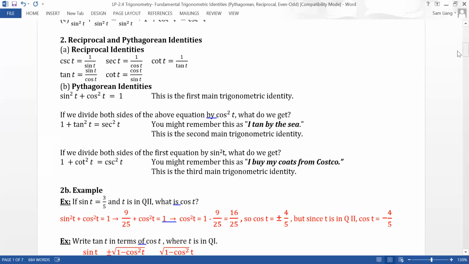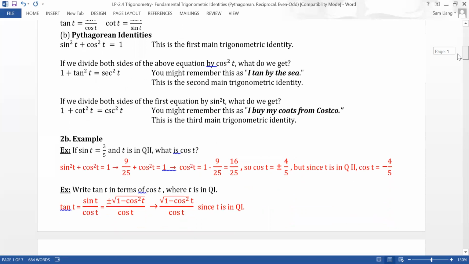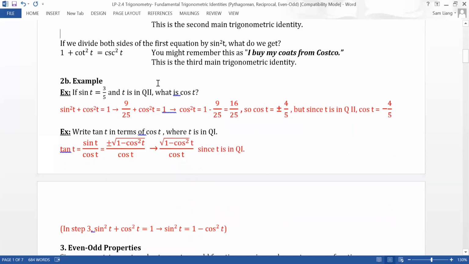All right, next we're going to go through these examples. Here we have sine t equals 3/5, and t is in quadrant 2. What is cosine t? We have sine squared t plus cosine squared t is 1, where all we're going to do is just plug it in. So we have 9 over 25 plus cosine squared t is 1. Subtracting 9 over 25 from both sides, we get cosine squared t is 16 over 25, because 1 is 25 over 25, and 25 minus 9 is 16.